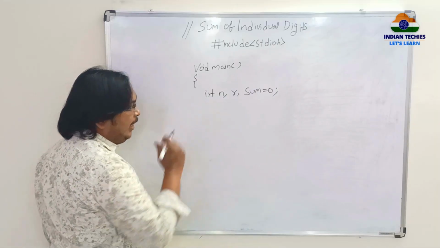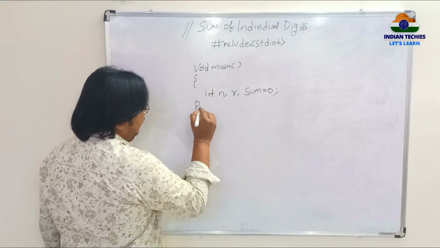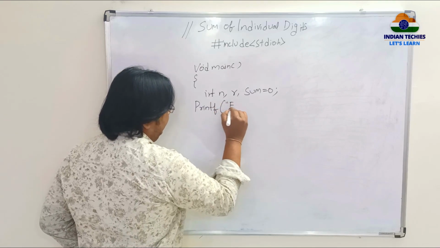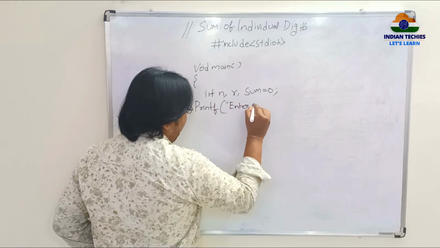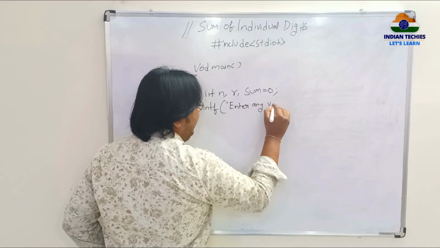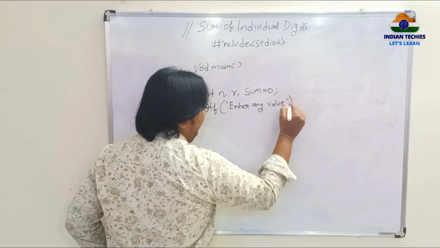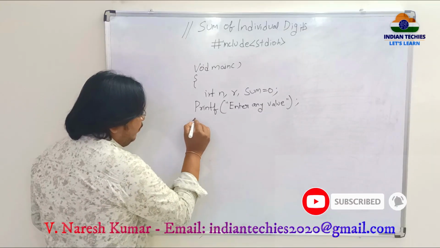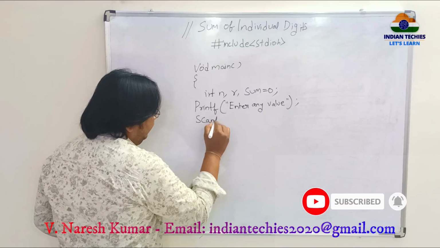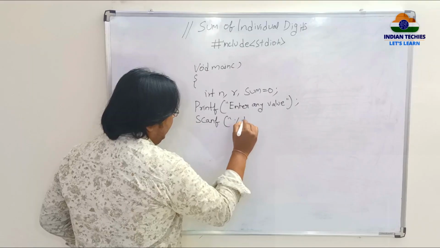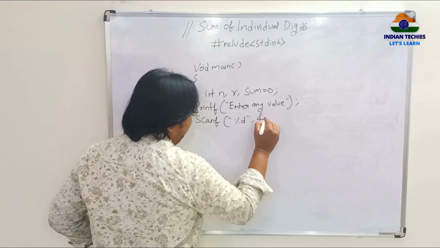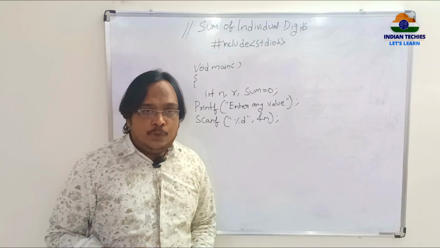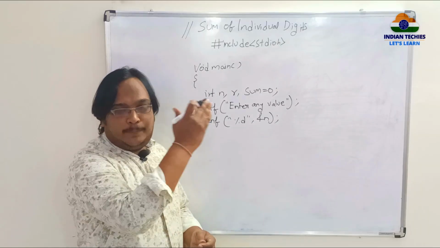First of all, take the input that you want. That is printf, enter any value. You can write any statement that you like under double quotes. That's your wish. I am writing something like enter any value. Take input for this number, that is scanf %d, &n. So I have taken the input. Now what should I do? I should take this number and apply this logic.